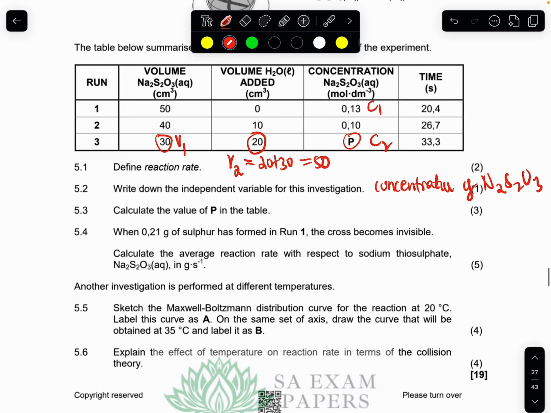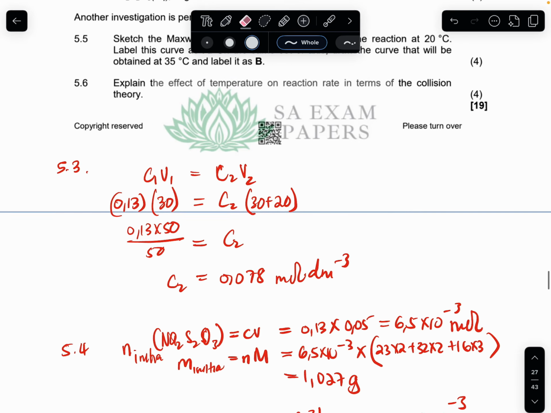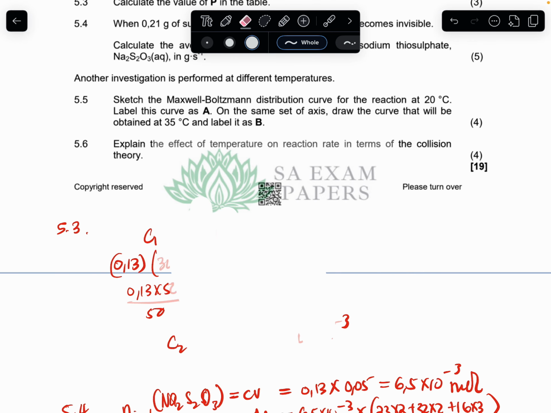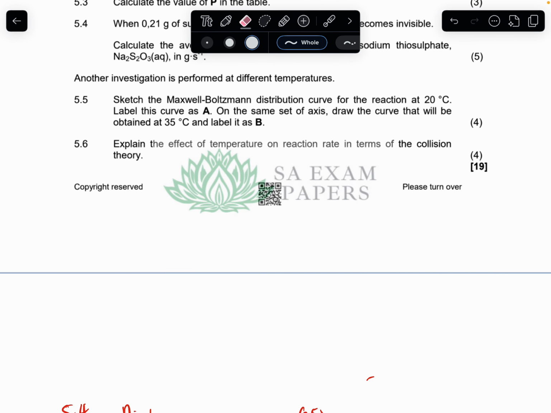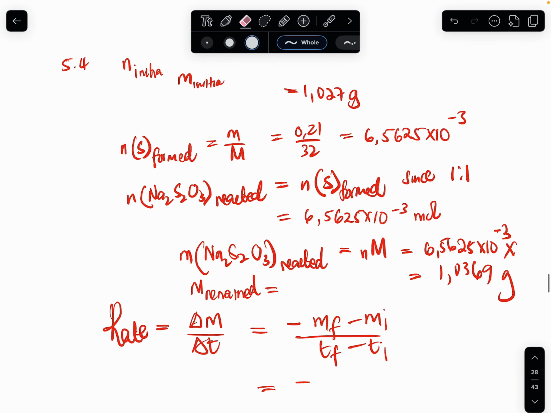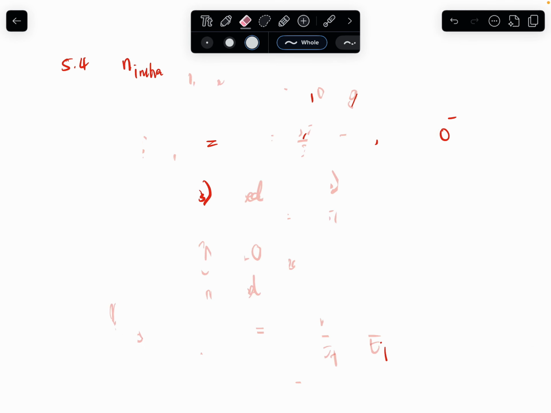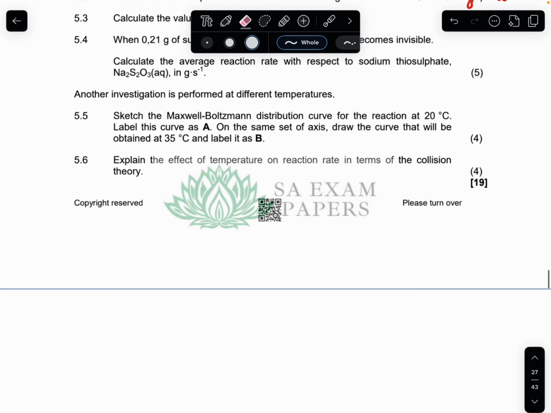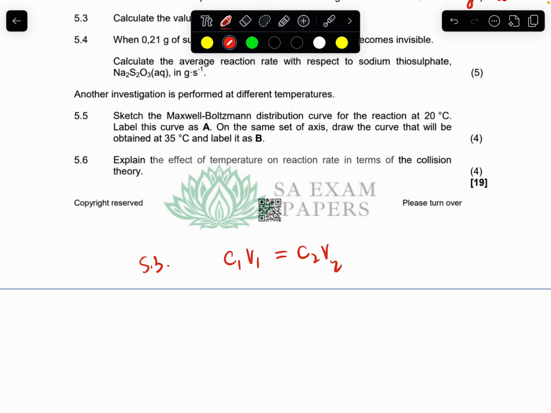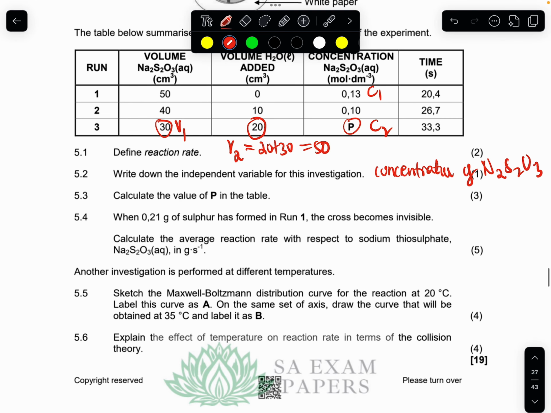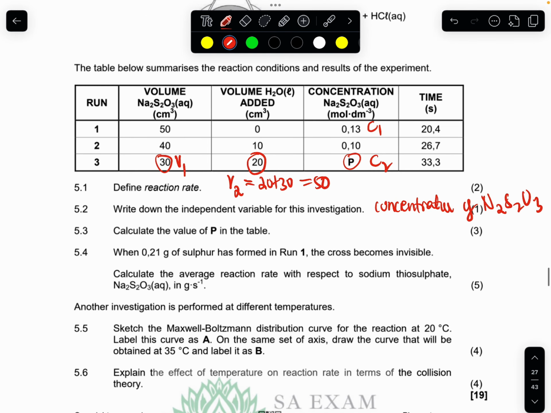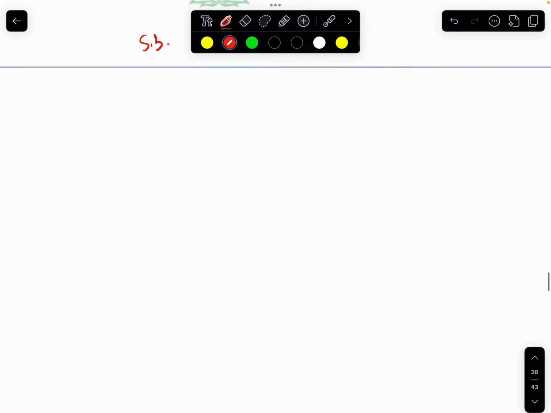So the way we're going to calculate, I forgot to erase this. I did the question before. We are going to use the dilution formula. This is 5.3. The dilution formula is C1V1 equals C2V2, right? So what is our initial concentration? It's 0.13.